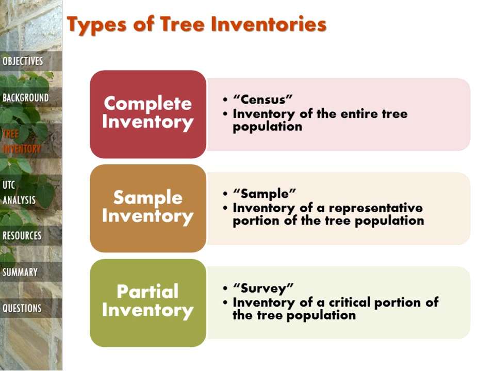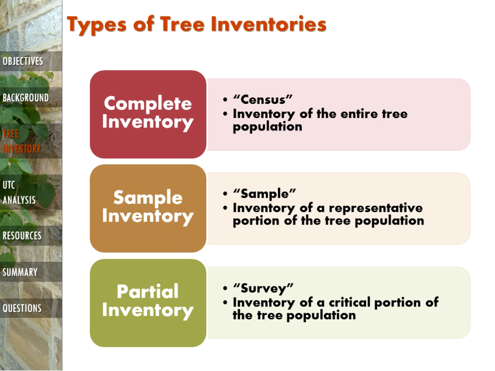So as you can see, if we're only having to look at 10% of the population, as long as we have a random sample of a subset of the population that's very representative, then we can make some strong, valid conclusions about the character of the population as a whole. And then the third type of tree inventory is known as a partial inventory. This is often referred to as a survey. What we're doing here is looking at just a critical portion of the tree population. Essentially, it's a complete inventory of a critical portion.